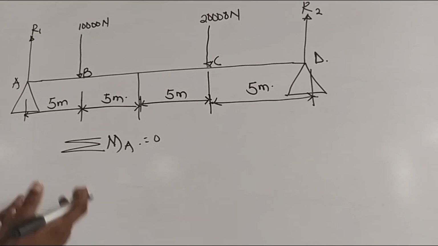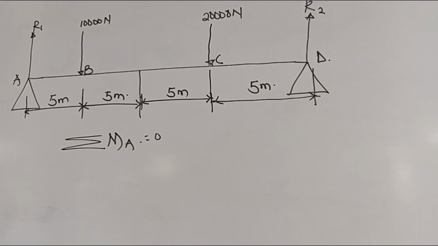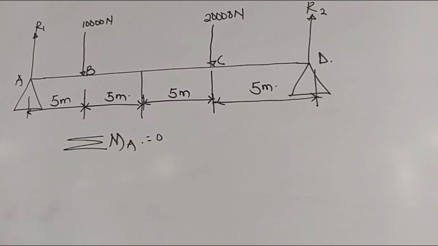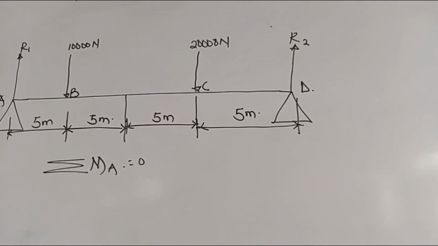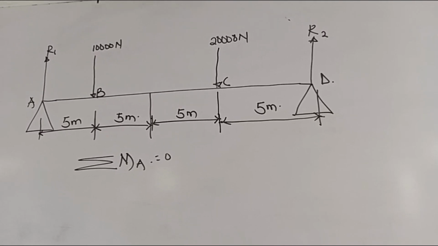1, total upward force equals to total downward force. And 2, sum of all moments acting at the point is 0. And 3, sum of clockwise moments must be equal to sum of anti-clockwise moments. So let's apply this first condition for equilibrium.